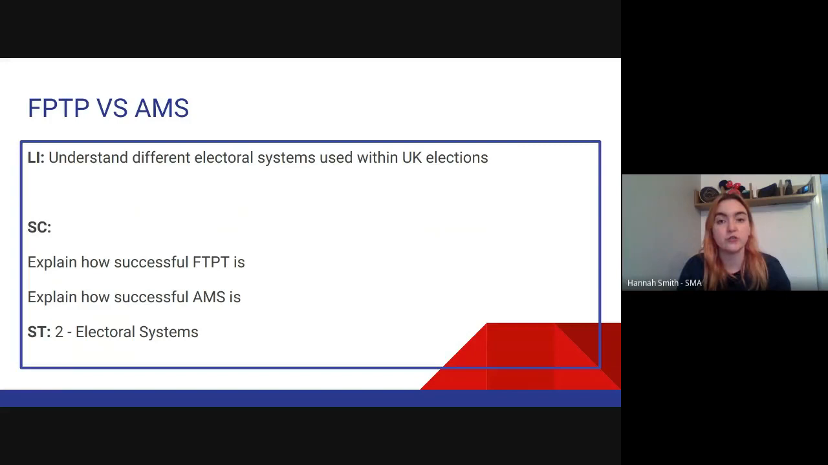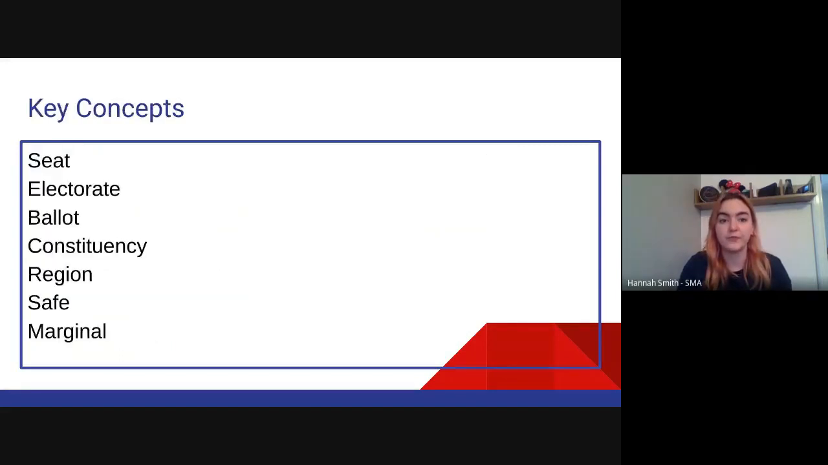You need to be able to understand the different systems we use. We are going to look at two. However, if any of you have bought How to Pass Higher guides or past papers, there is another system called STV. We are not looking at that, don't worry. You need to look at two, and these are the two that are probably best for us to do. You need to be able to explain how successful each of these are and their limitations. So why are they good? Why are they not good?